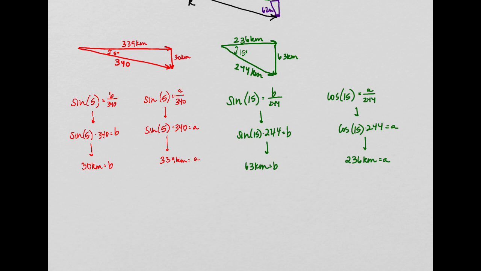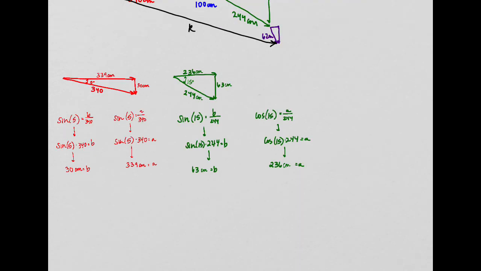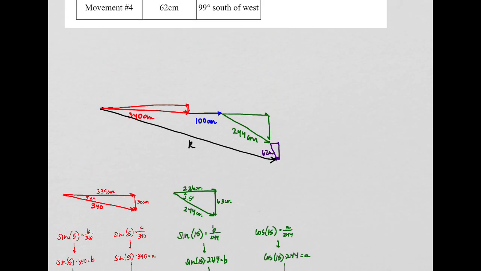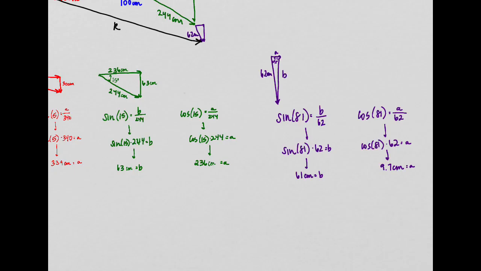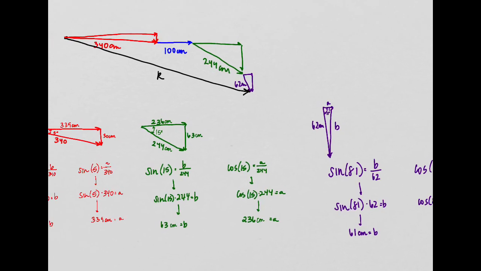And then I'm going to make this smaller here. I just realized I wrote all of those in kilometers, so I just really quickly changed all of that to centimeters. My bad. Okay, now let's do the last one. We have our 62 centimeters, 99 degrees south of west. Okay, there we go. There are all of our answers for all of our horizontal and vertical vectors for the 3 angled vectors that are part of this problem.